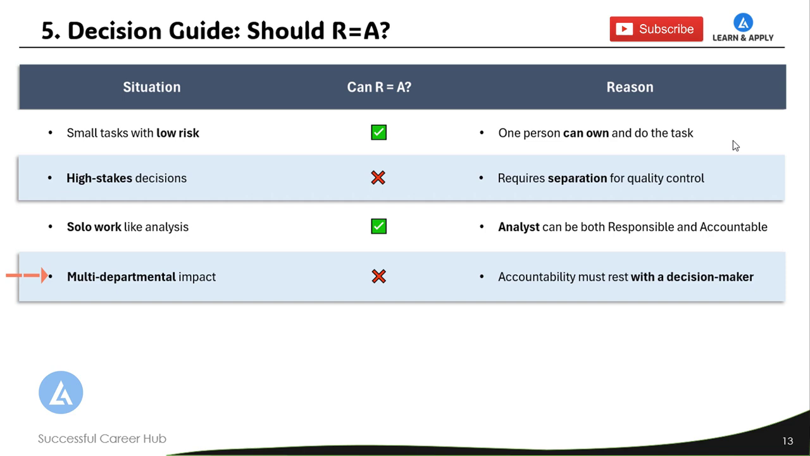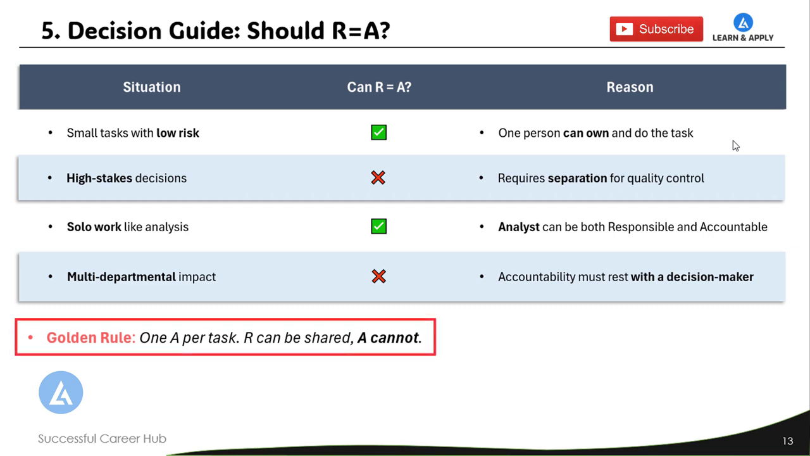Multi-departmental impact. In this situation, R cannot be equal to A. Accountability must rest with the decision maker. At any point of time, please make a note of this golden rule: 1 A per task. R can be shared, A cannot. That means for each of the tasks, there must be one accountable person.